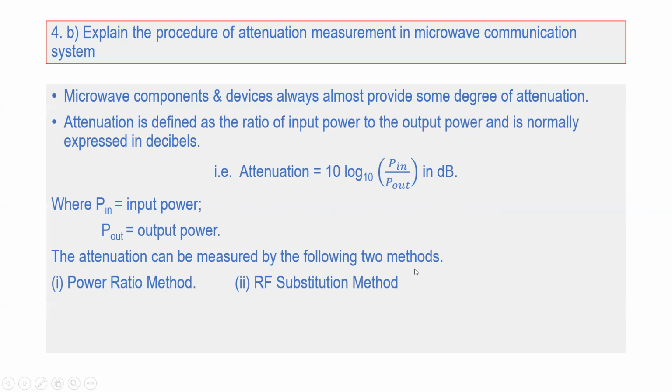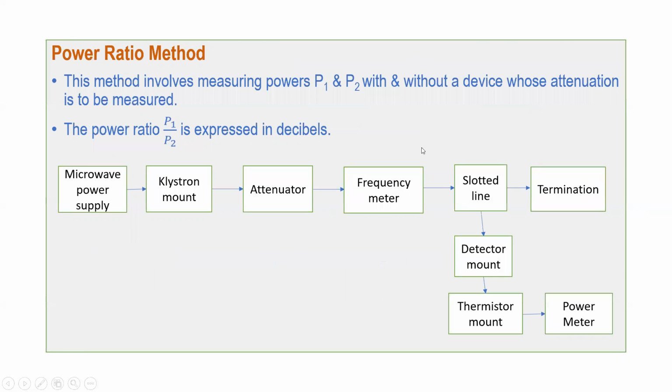Attenuation can be measured by the following two methods. One is power ratio method and the other one is RF substitution method. Coming to power ratio method, this method involves measuring powers P1 and P2 with and without a device whose attenuation is to be measured. Here P1 is measured without providing a device. P2 is measured with the help of the device whose attenuation is to be measured. After calculating P1 and P2, we obtain the ratio of those two powers, express it in decibels, and using the previous formula, we calculate attenuation.